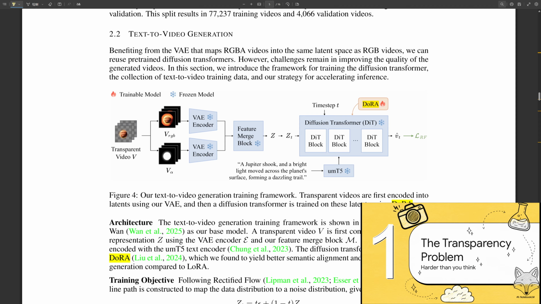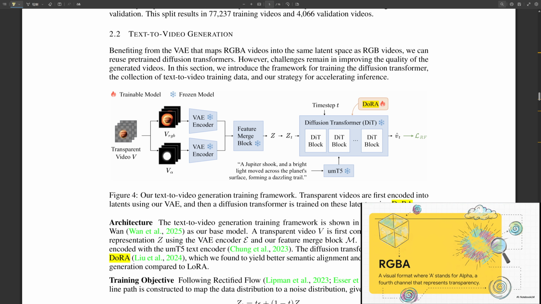Okay, so let's tackle the main challenge here. Why is generating a video with a transparent background such a big deal? Well, it all boils down to one critical piece of information that, honestly, most video formats just don't have. And that missing piece is something called the alpha channel. Now, we're all familiar with RGB, right? Red, green, and blue light mixing together to create all the colors on our screens. RGBA simply adds a fourth channel to the mix, A for alpha. But this channel isn't for color, it's for transparency. It tells every single pixel how see-through it should be.